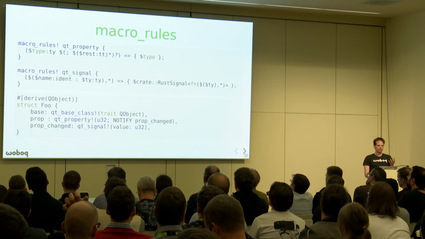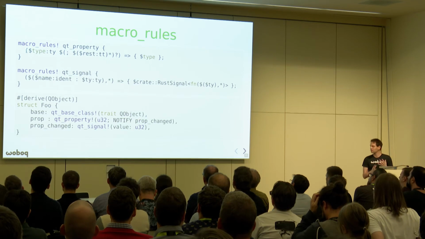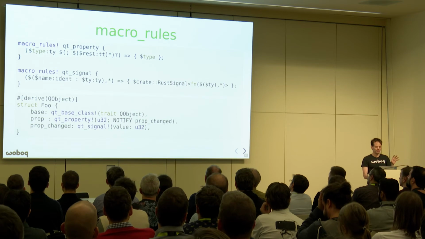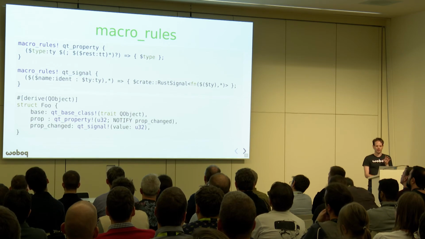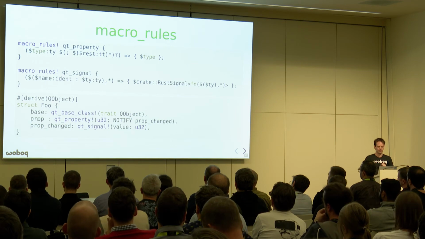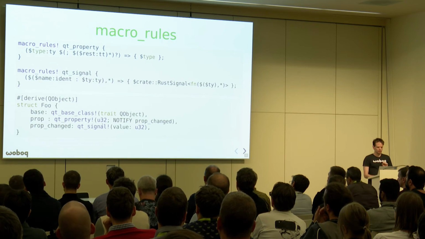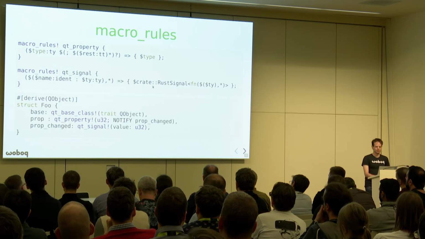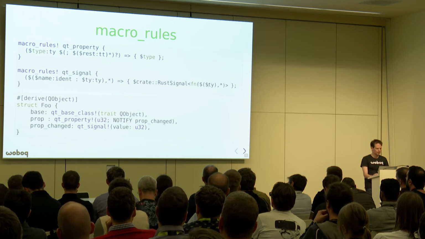And so this is using macro rules, which is one way to declare macros. I'm not going to explain how this works, but basically on the left, you have what you're going to match. So I'm going to match a type and then some other things, and then I'm just going to expand to a type. So a property here is just a property of type U32, and then this is ignored for now. In Qt signal, it's just going to expand to this kind of thing, Rust signal, and then some function signature.